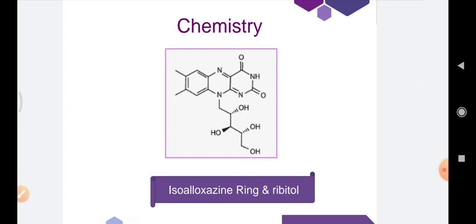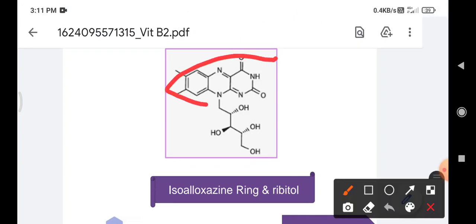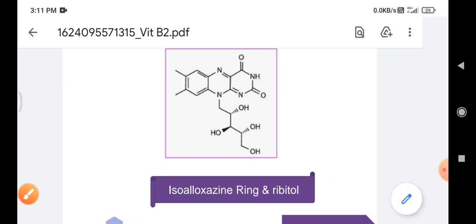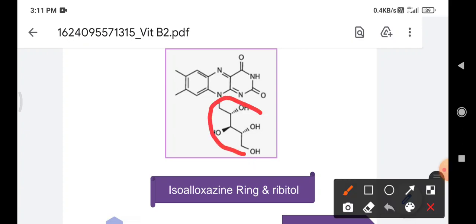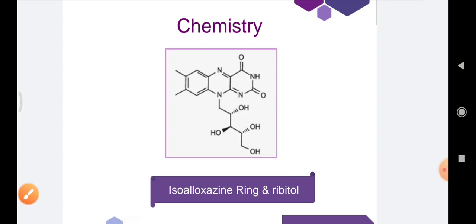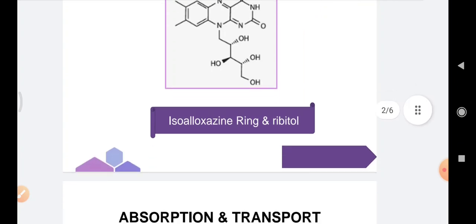This is the structure of riboflavin, which contains a heterocyclic isoalloxazine ring. This is the heterocyclic isoalloxazine ring with a ribitol. Ribitol is a sugar alcohol. This is the ribitol, and ribitol is a sugar alcohol. Vitamin B2 is very sensitive to light and alkali, but stable to heat and acidic medium.